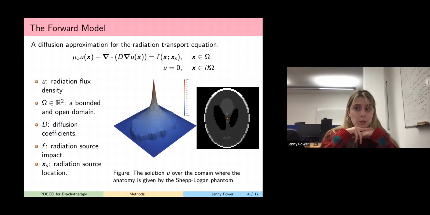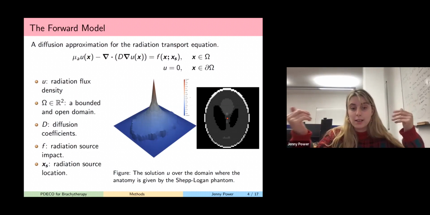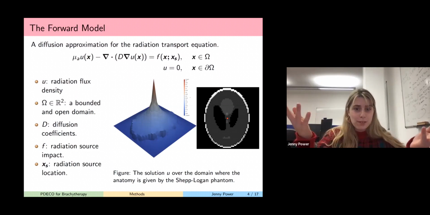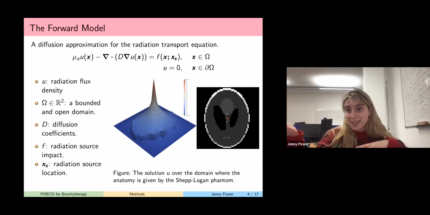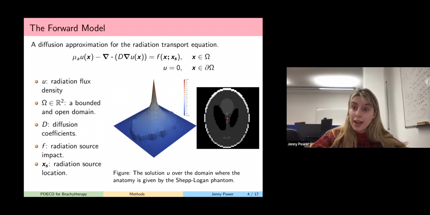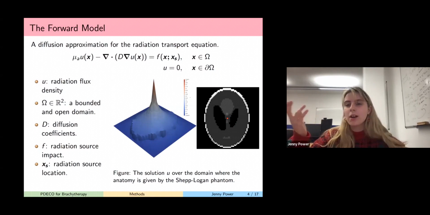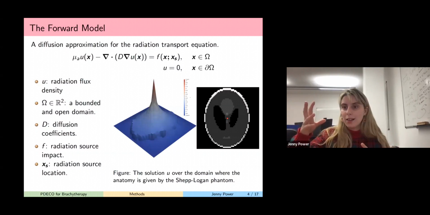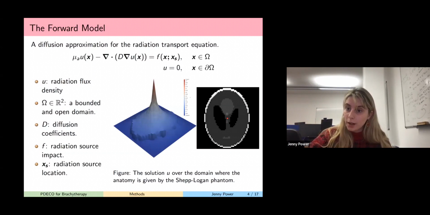Some other things to mention here which are a little bit important. Omega here is our domain. I've posed everything in R2. This will extend quite nicely to R3, and also works in 1D. Mu A here is our absorption coefficient. You can think of it as how well tissue will absorb the radiation. Our diffusion coefficient D also depends on this parameter. Certain types of tissue absorb radiation really well, but if they absorb the radiation, it means it's gone and it can't spread anywhere else. That's what this takes into account.